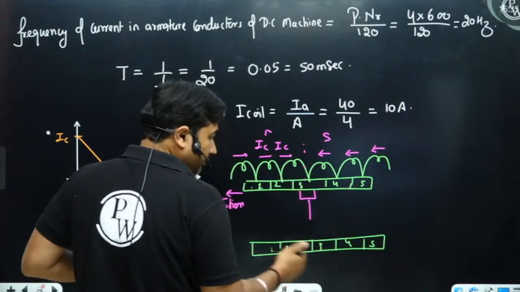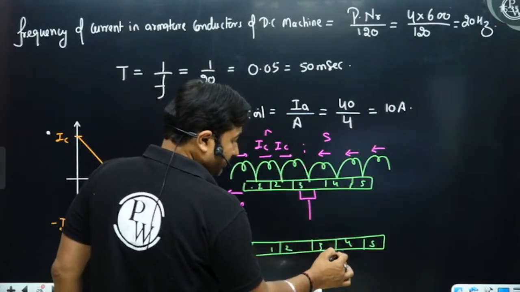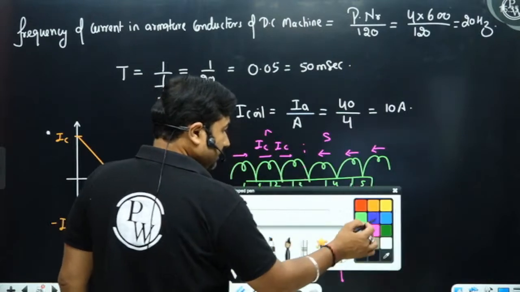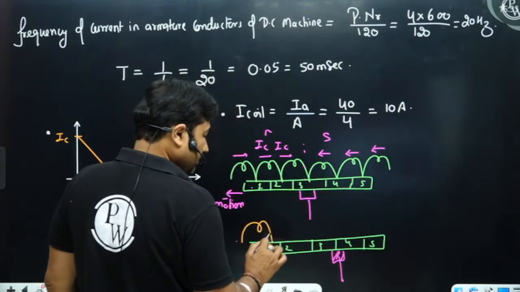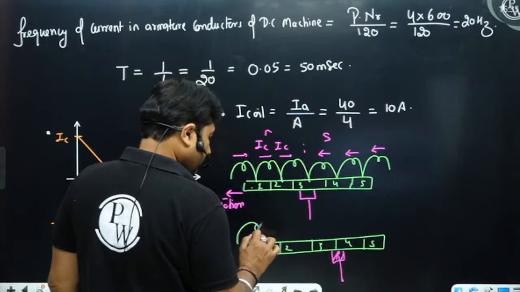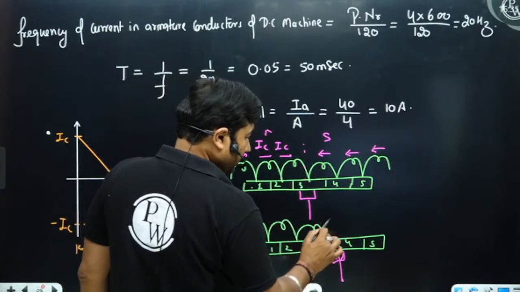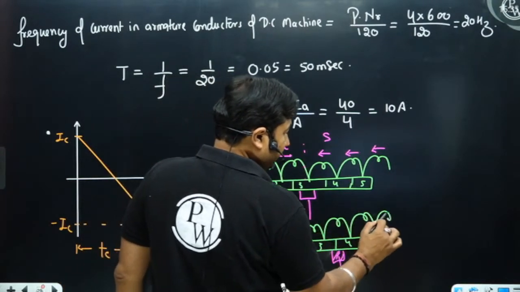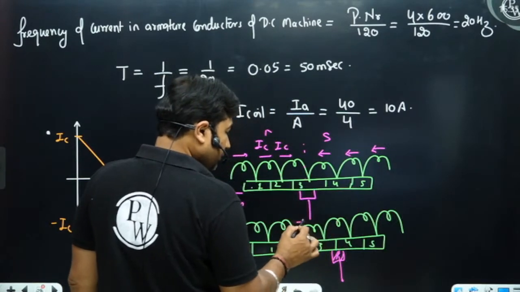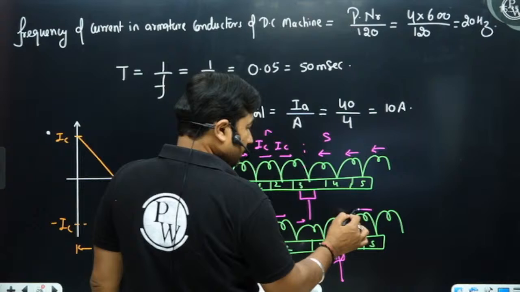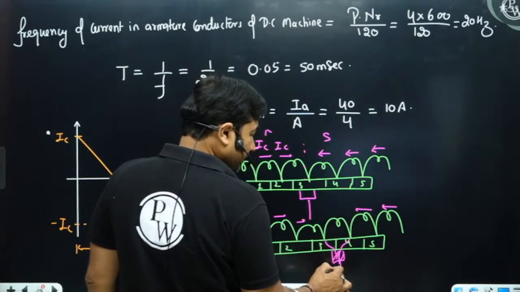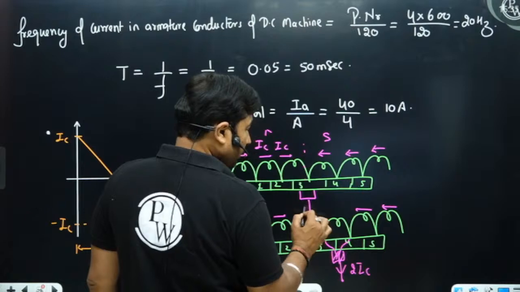Since the commutator is moving and the brush remains in its position, at this particular instant, what happens to the coil current? Observe coils 1, 2, 3, 4, 5, 6. Under the influence of north, this coil will carry current this way, and this one will carry current this way. These two will carry current and transfer 2 IC to the load.